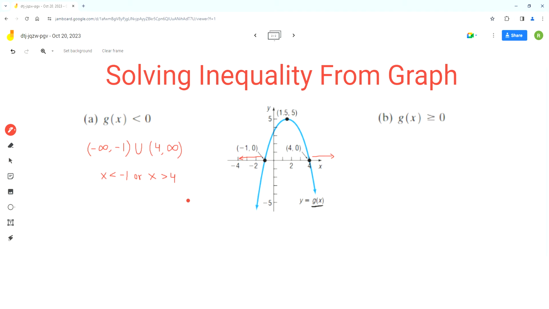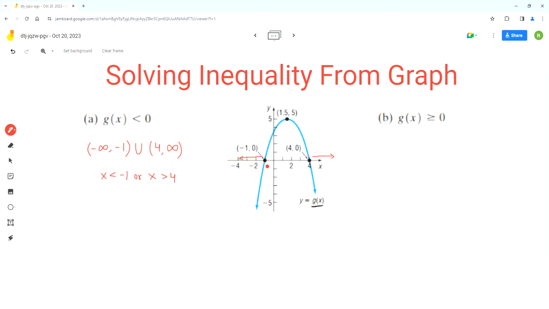So now we are done with part A, so we can move on to part B. In part B, we have to find the x values at which g(x) is greater than or equal to 0. So that means we have to find the x values for which the graph is above the x-axis, because at those x values, the function value will be greater than 0. Since it also includes the equal sign, that means we'll have to include the x-intercepts in this answer.